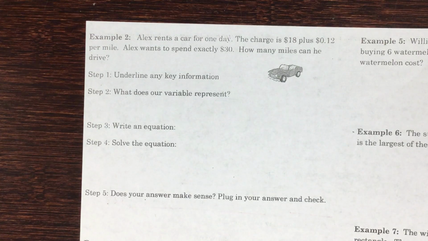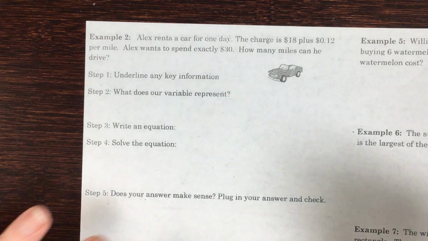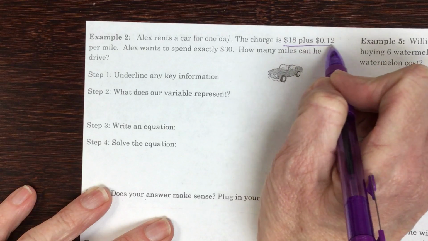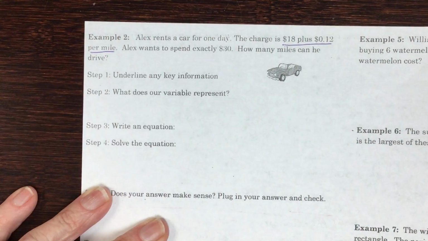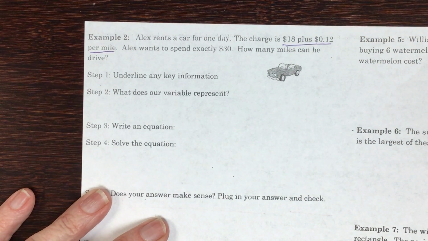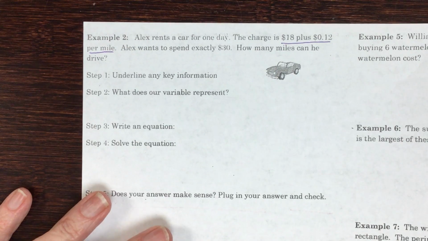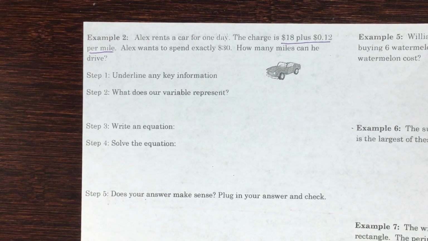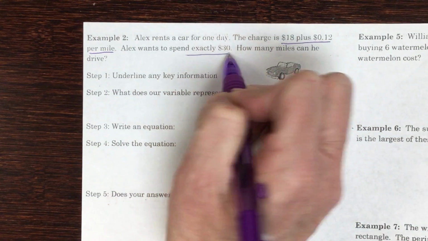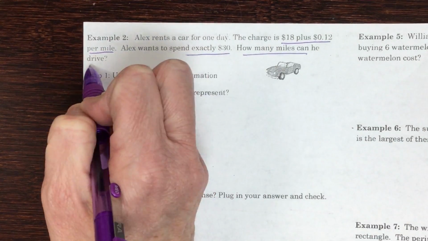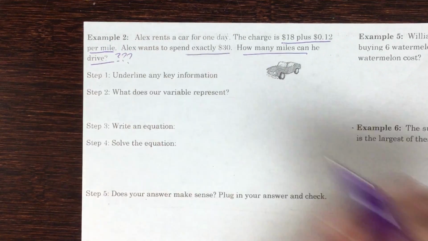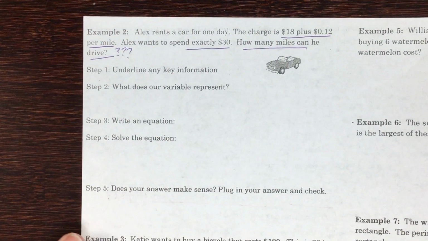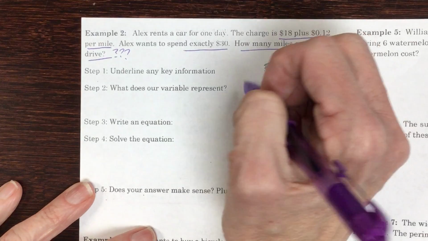Alex rents a car for 1 day. The charge is $18 plus 12 cents per mile. Alex wants to spend exactly $30. How many miles can he drive? This is a real life connection, okay? So we've underlined, see, exactly 30, and we want to know how many miles he can drive. All right, what does our variable represent? Let's do M equals miles.